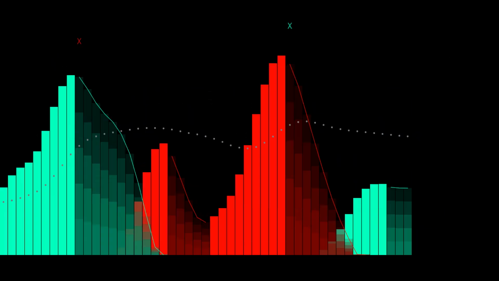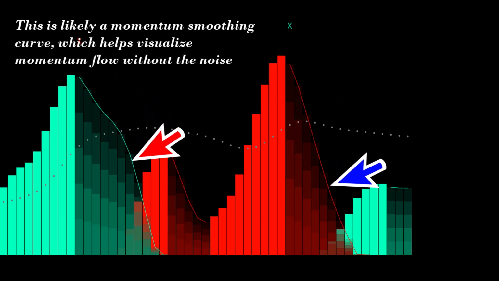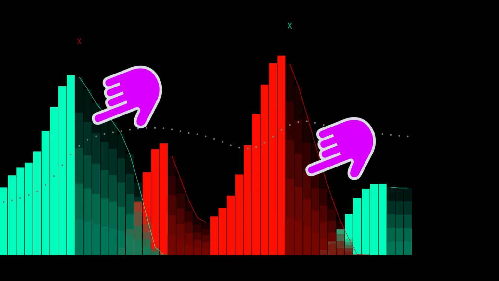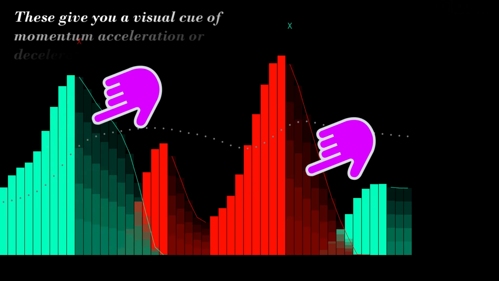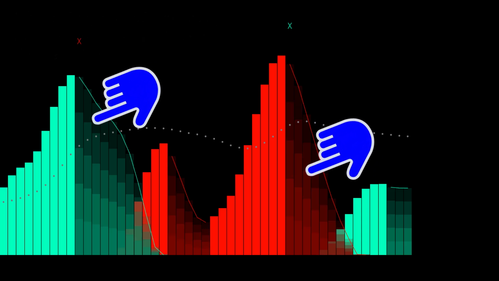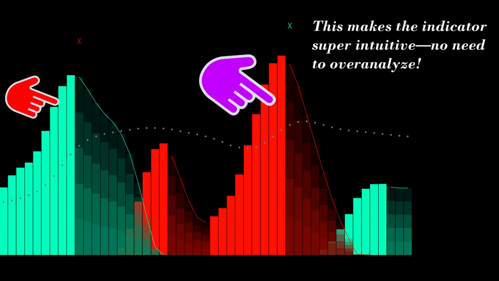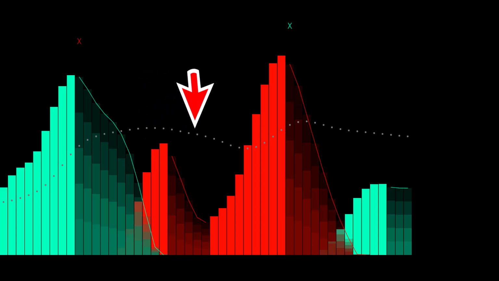Now you will also notice a smooth line overlaying the histogram peaks. This is likely a momentum smoothing curve, which helps visualize momentum flow without the noise. And the shadows or filled areas behind the bars? These give you a visual cue of momentum acceleration or deceleration. A narrowing shadow suggests momentum is fading, and a widening shadow suggests momentum is building. This makes the indicator super intuitive. No need to overanalyze.